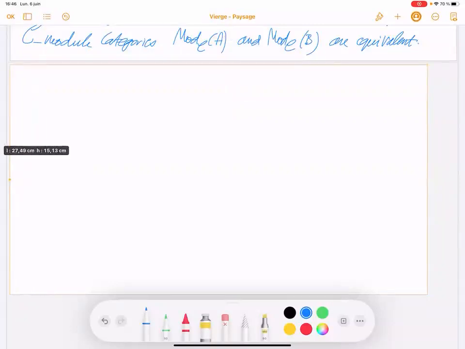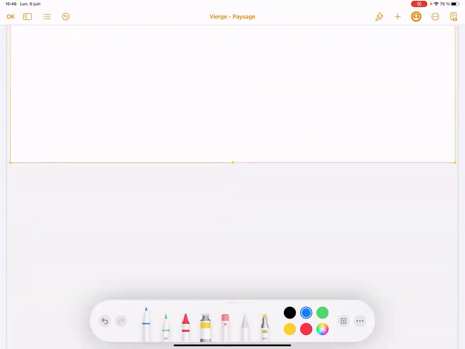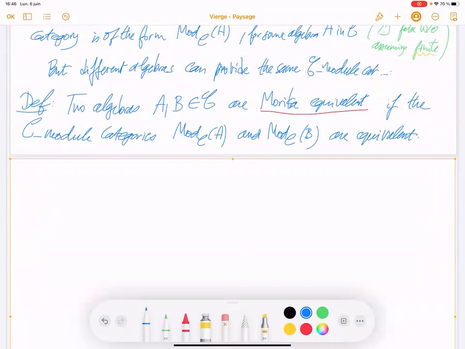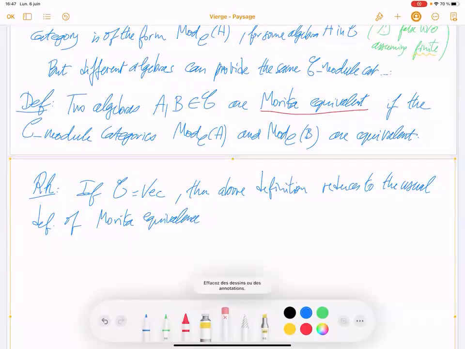So if C is the trivial tensor category Vec, then the above definition of Morita equivalence in the categorical setting reduces to the usual definition of Morita equivalence of finite dimensional algebras.